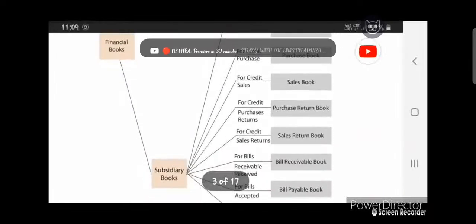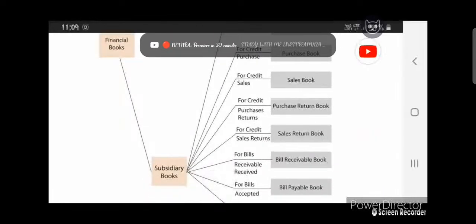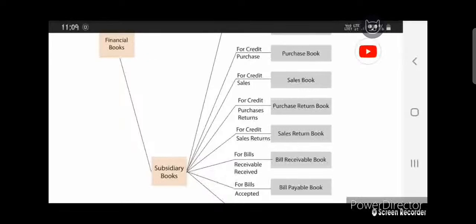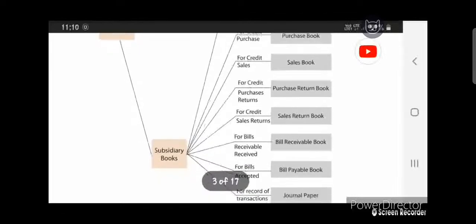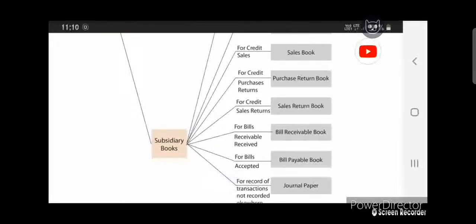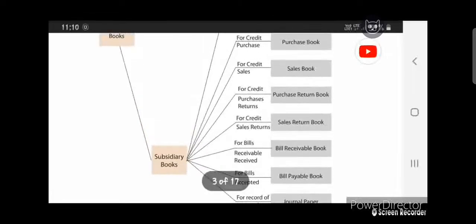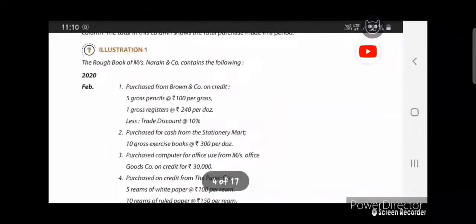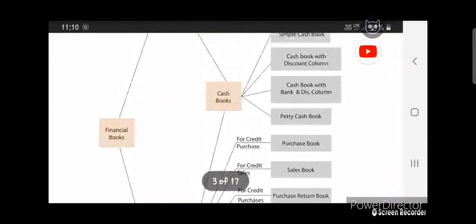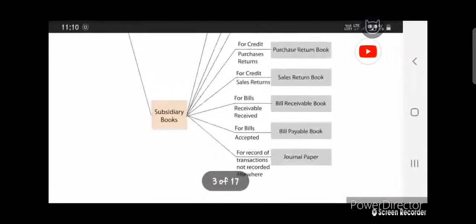Then the subsidiary books. The purchase book is for credit purchases. The sales book is for credit sales. The purchase return book is for credit purchase returns. The sales return book is for credit sales returns. The bills receivable book is for bills received, and the bills payable book is for bills accepted. The journal is for a record of transactions not recorded elsewhere; where the transaction is not recorded, the journal paper is used.